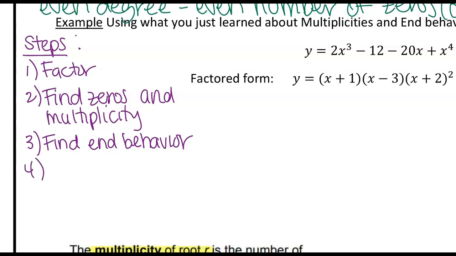And then for the last step, you're going to find the y-intercept. These steps seem like a lot, but it's really not, especially since I've already written this out for you in factored form. If not, you would have to factor it on your own.